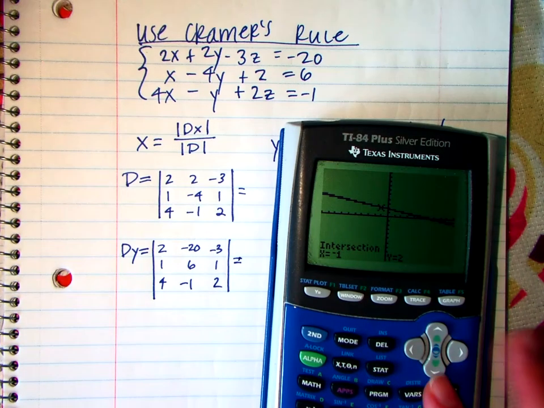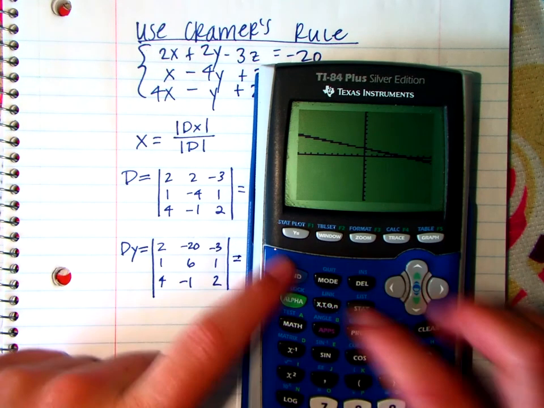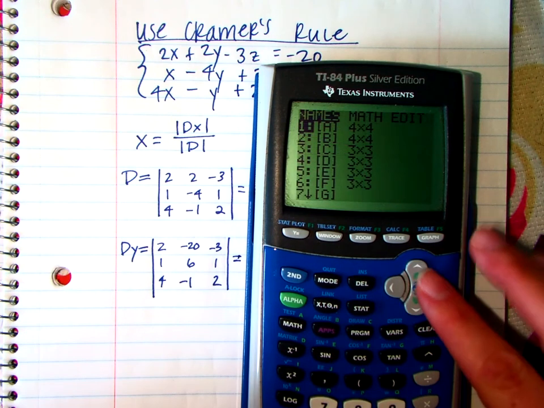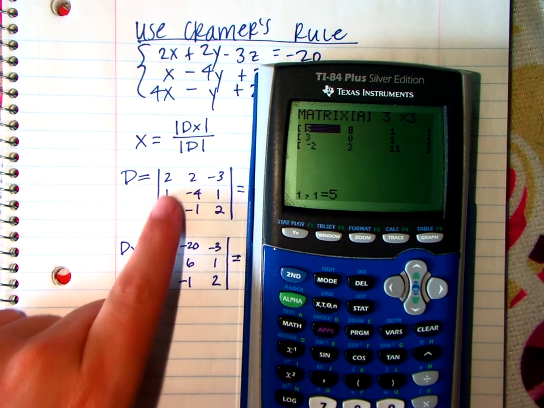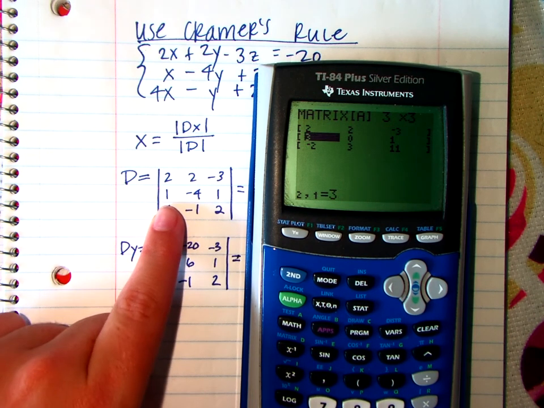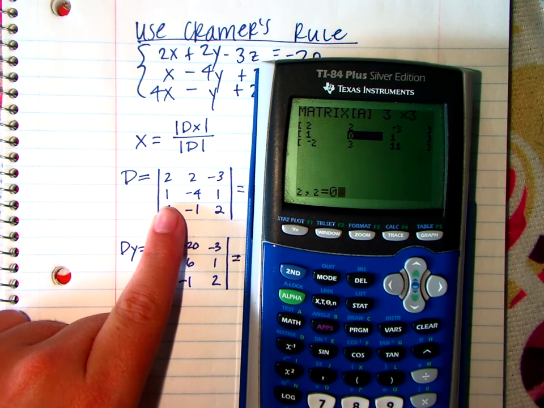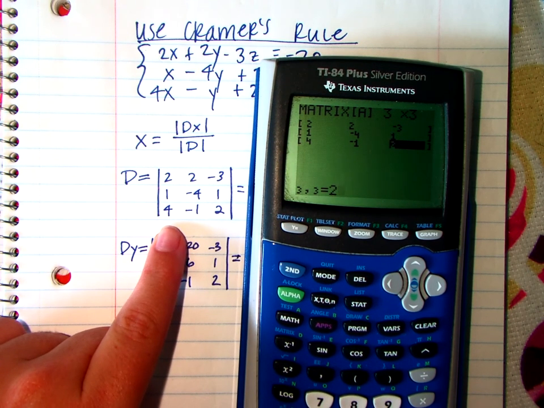All right, so I'm going to get rid of that graph, and I'm going to go ahead and call up a matrix, and I'm going to edit the matrix. So I need these to be 3x3s. So 2, 2, -3. 1, -4, 1, 4, -1, and 2. All right, so now it's kind of up to you.